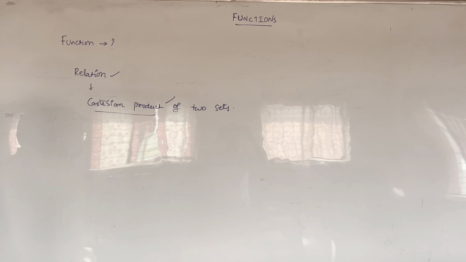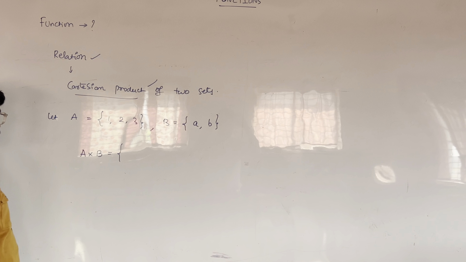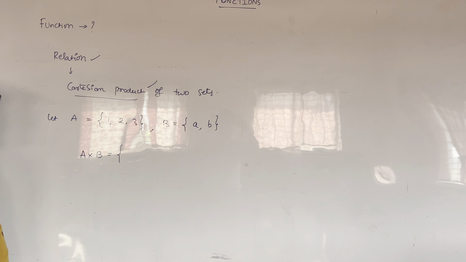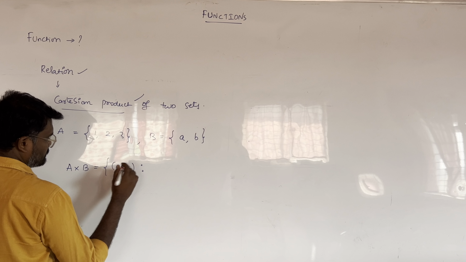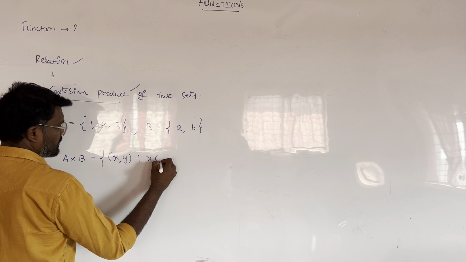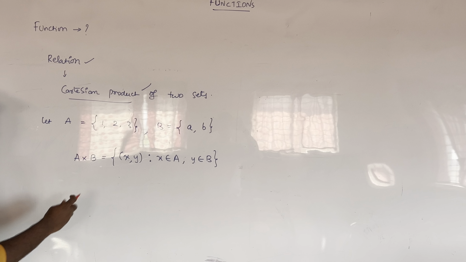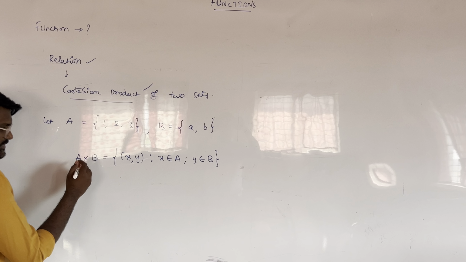Then the Cartesian product of these two sets A, comma B is denoted by A cross B, which is defined as the set of all ordered pairs x, comma y such that x belongs to set A and y belongs to set B. This is the definition of Cartesian product of two sets. So what does it mean exactly? As I said, A cross B contains the set of all ordered pairs, where the x coordinate of the ordered pair comes from set A and the y coordinate comes from set B.